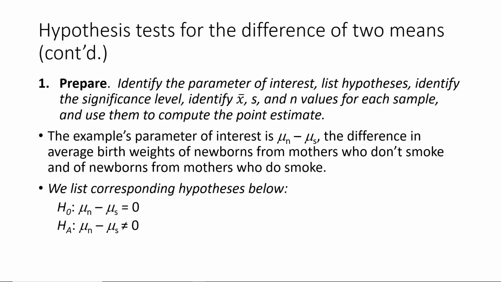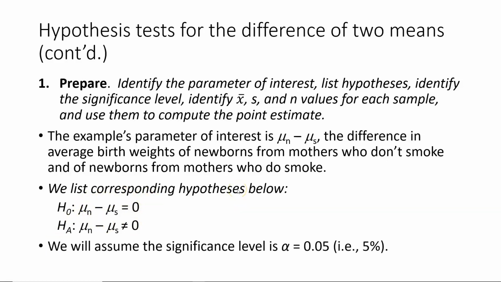Next, we list the hypotheses, which I have shown below on the slide, for the null and the alternate hypothesis in this case. The skeptical position, of course, would be that there is no difference in the birth weights, and that's why we have that the difference being 0 is the null hypothesis. Next, we identify the significance level. Since it was not stated in the problem, we always assume that the significance level is 5% unless stated otherwise.